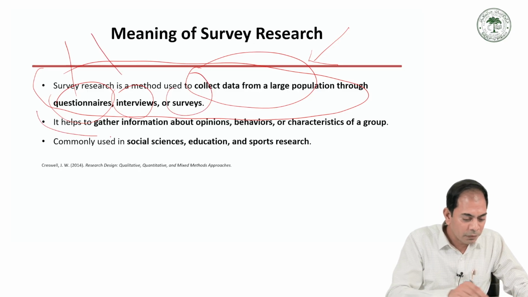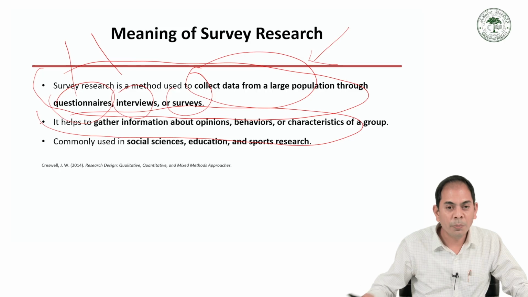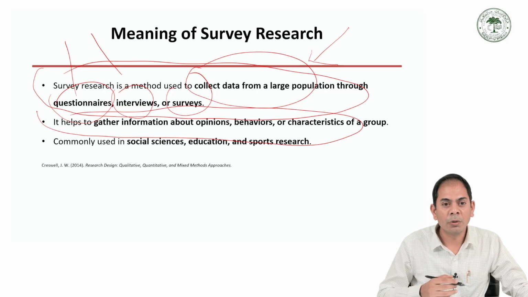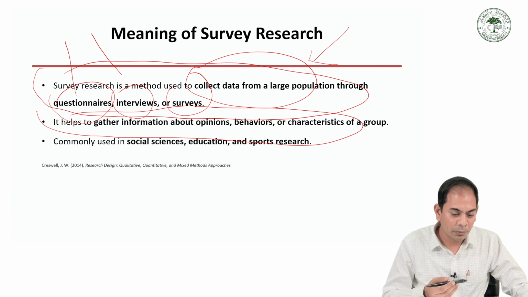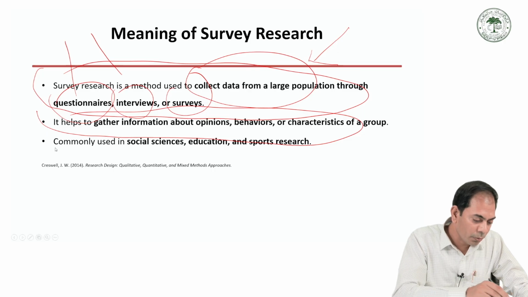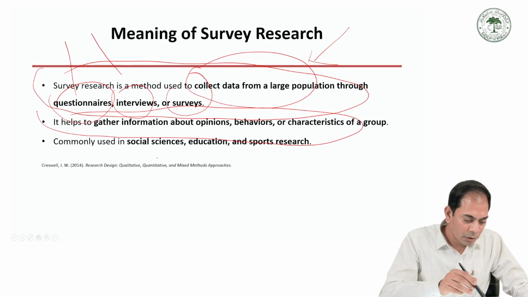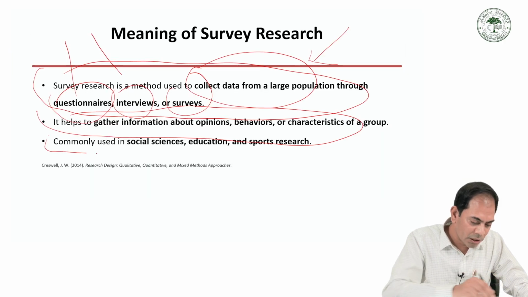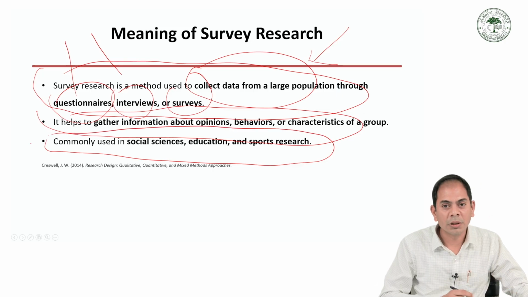Survey research is also helpful for gathering information about the opinion, behavior and characteristics of different types of groups. Through the survey we can collect different types of information, such as the opinion, behavior and characteristics of the pupils. Survey research is commonly used in social sciences, education and sports research.